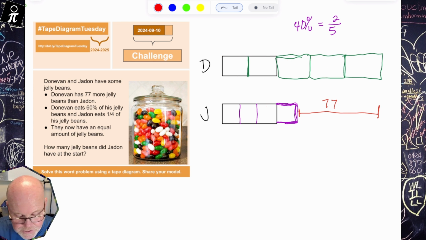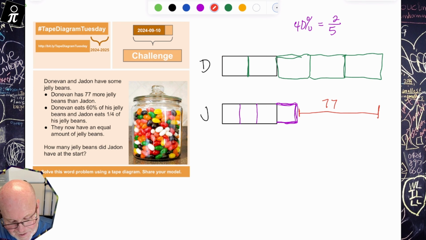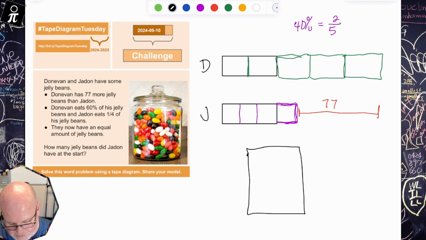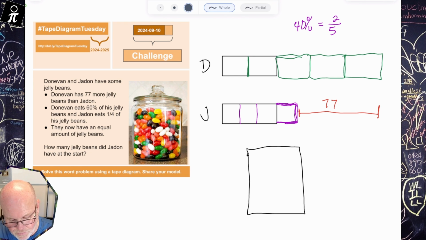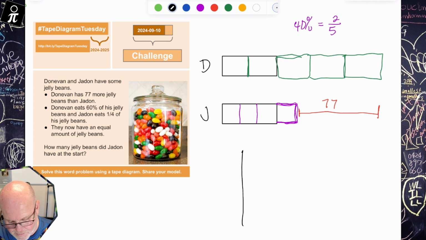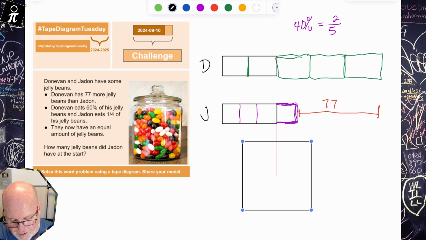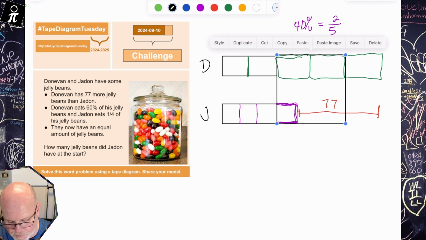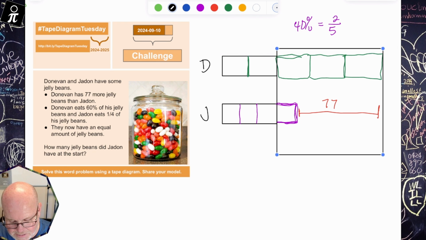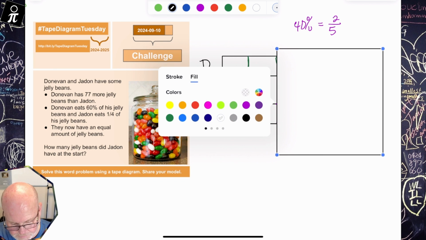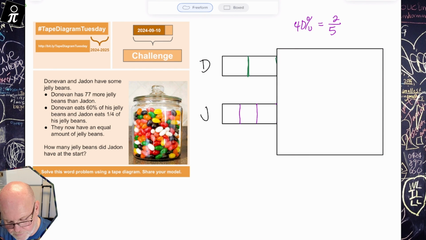So I'm going to temporarily mask this. Let's see if I can do this. No, it won't let me. Let's see if I can do it again. There we go. All right, so I'm going to temporarily mask this.